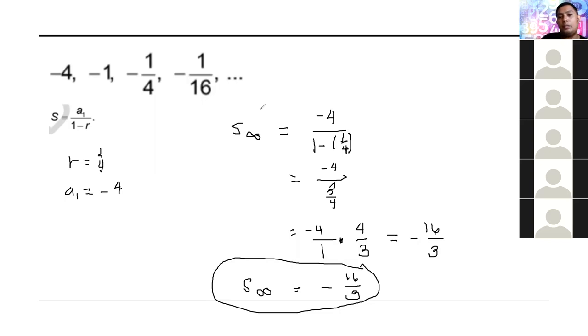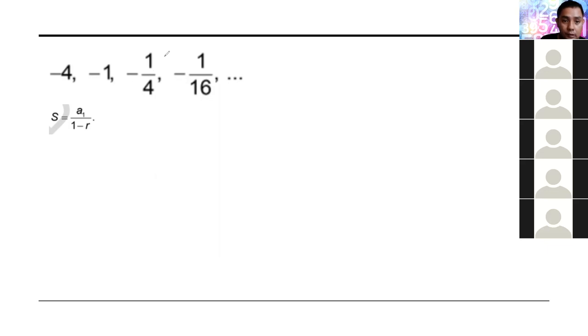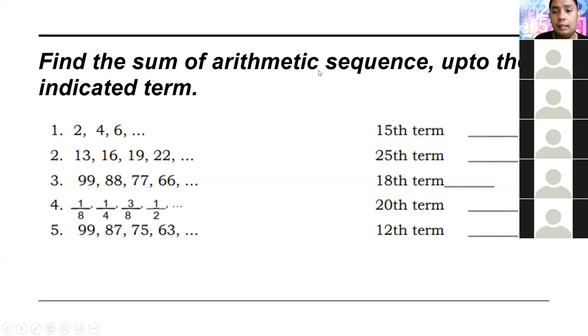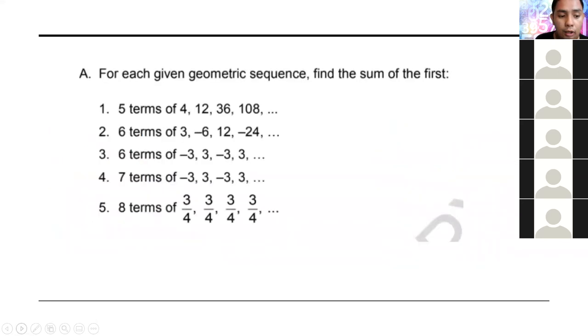Wala na po. So para po sa inyong sasagutan, ito po yon. Ang sasagutan nyo po, ito, activity, learning task 2, 1 and 2, at learning task 3, solve. Okay? Learning task 2 for week 5. Nakalagay naman po sa module na week 5. May ibibigay rin po akong additional na sasagutan, which is find the sum of arithmetic sequence up to the indicated term. So this is the 5th term, 25, 18, 10, 12. So hahanapin natin ang arithmetic series. Gagamitin natin yung formula. At meron din akong ibibigay for geometric.